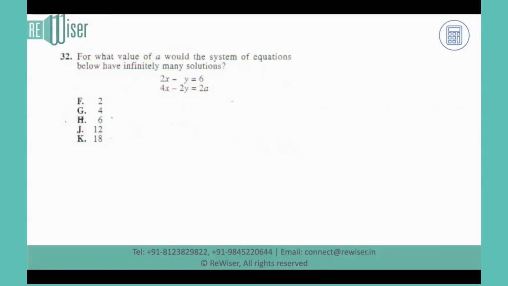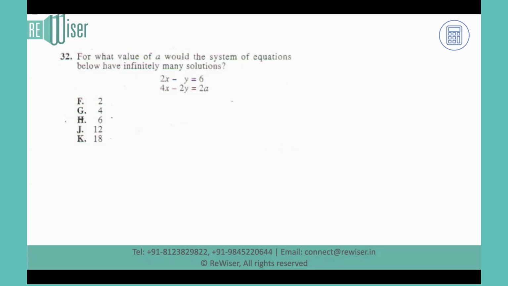Hi, in front of us, we have a question from the topic systems of equations. So first of all, we are going to see what the question is asking us to find, and then we'll see what formulas would be associated with this particular topic. So let's go ahead and read the question.